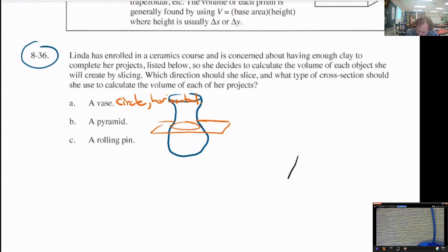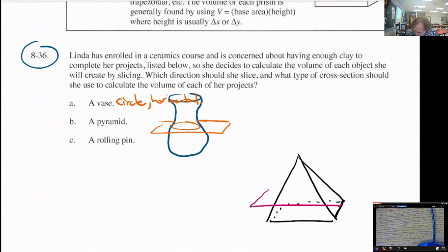For a pyramid, this is kind of tricky, but a pyramid has a square base. It's got triangular sides, but the base is always a square. And so I think, again, we should slice it horizontally. And when you do that, you'll get a square every time inside of your cross-section. So again, for B, I think horizontal and squares.